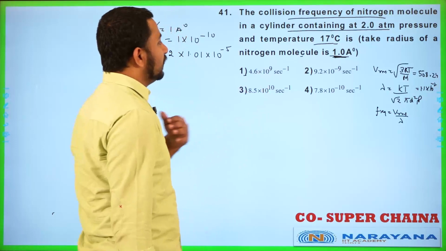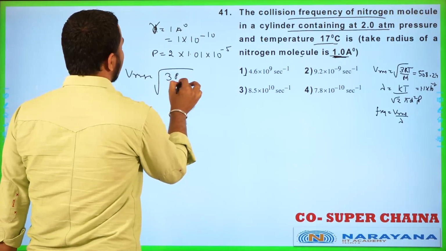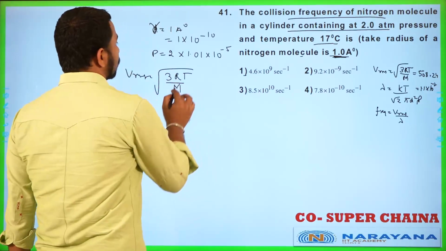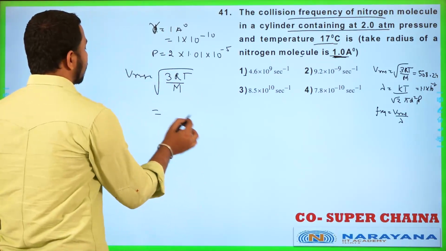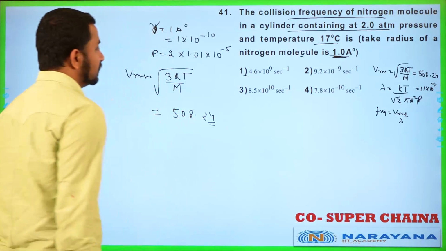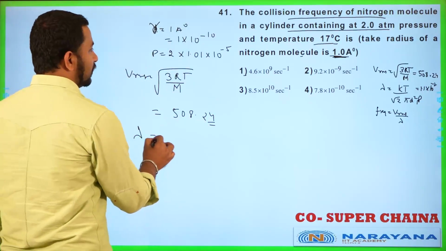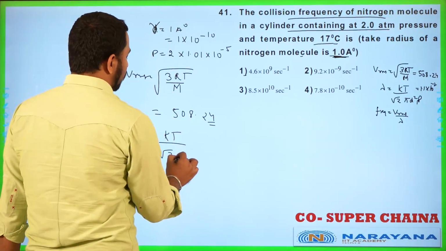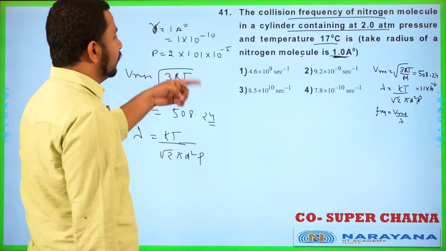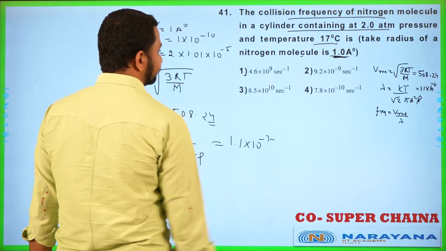Okay. Now we need to get the VRMS value first. So VRMS will be under root 3 RT by M. So T is given to us, R value we know. Just substitute here in this expression, you will get VRMS. VRMS will be coming as 508.24. This is VRMS. Now we need to get lambda, students, here. So lambda will be KT by under root 2 pi D square into this P. Just substitute the values here, you will get lambda value as 1.1 into 10 to the power minus 7.